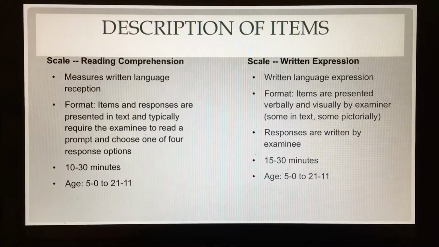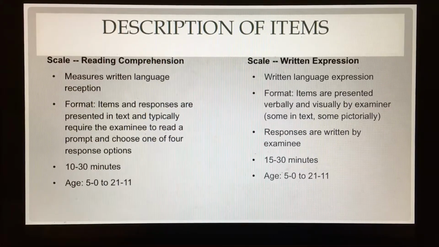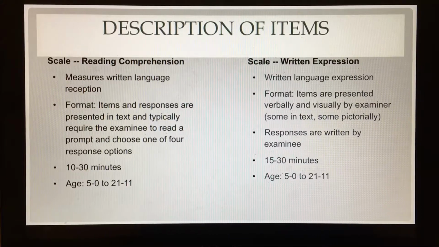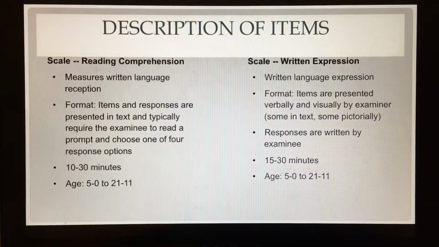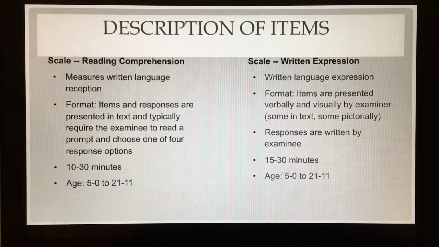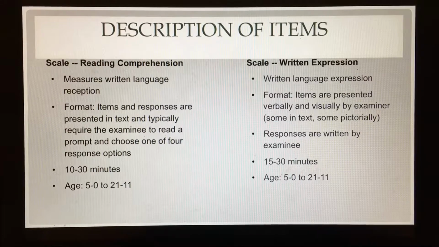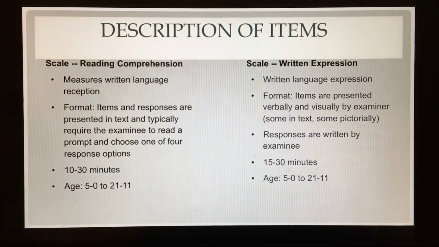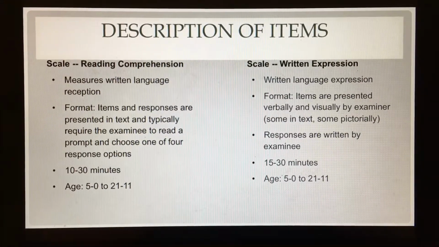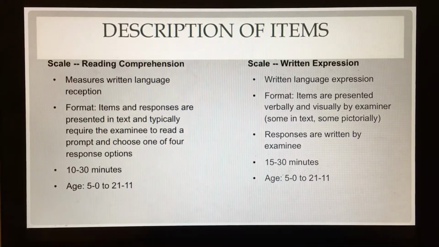The last scale is written expression. It measures written language expression. The items are presented verbally and visually by the examiner. Some are in the text and some are presented pictorially. And then the responses are written by the examinee. The administration time is around 15 to 30 minutes, and the age range is 5 years to 21 and 11 months.